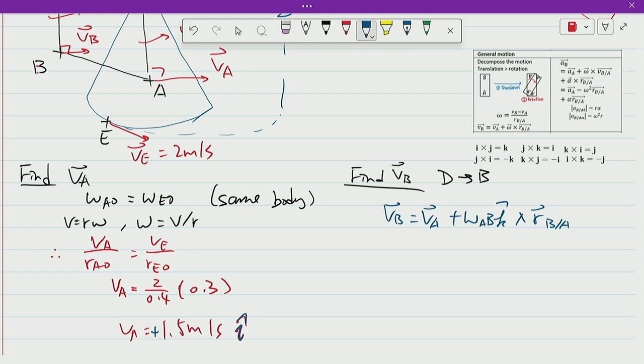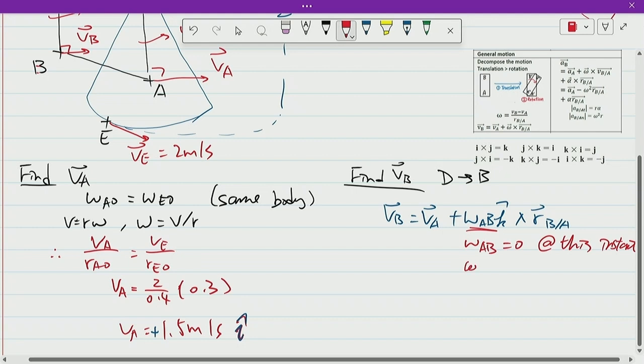Now, it might seem like we're kind of stuck here because we don't know omega AB, but actually we do. At this instant, omega AB is equal to 0, because they are parallel. If they're both parallel, and that only holds for this moment that we're analyzing, then there is no omega.